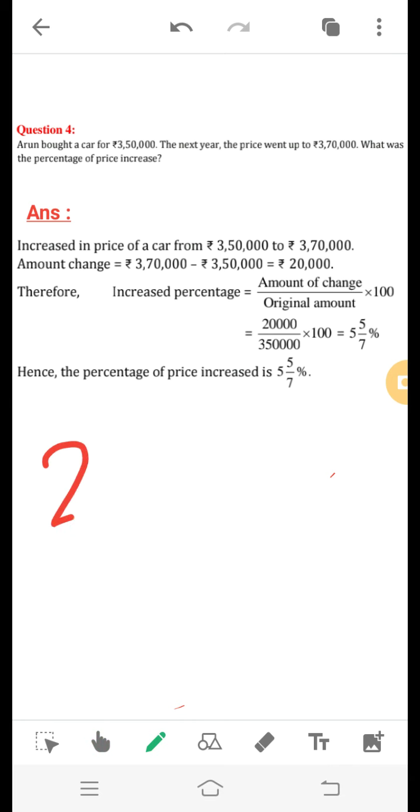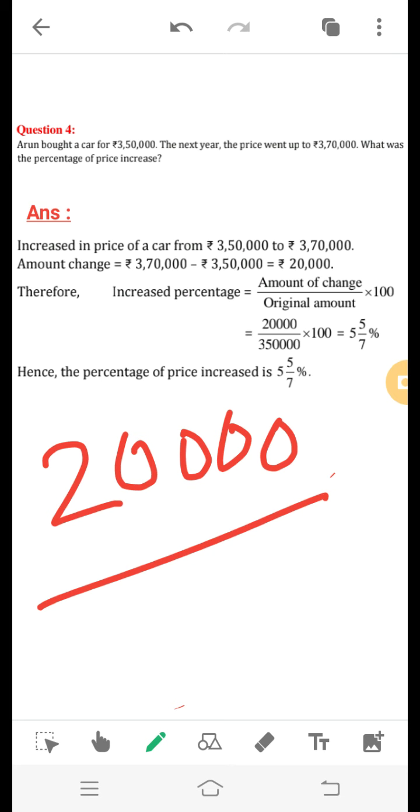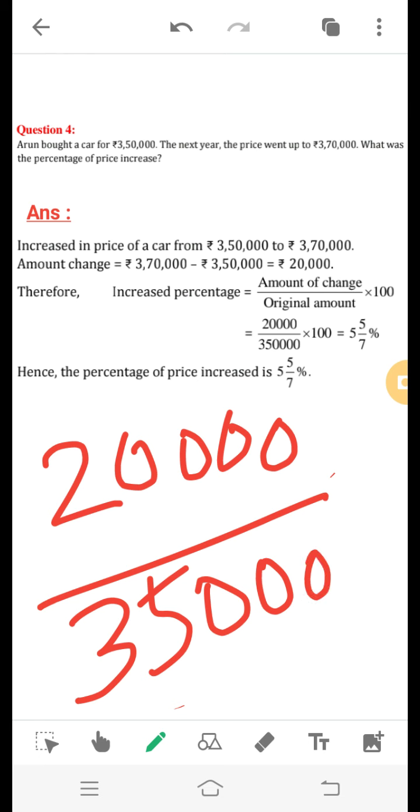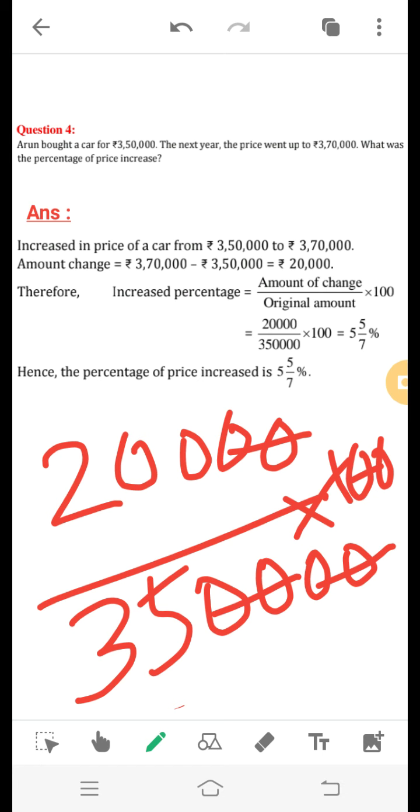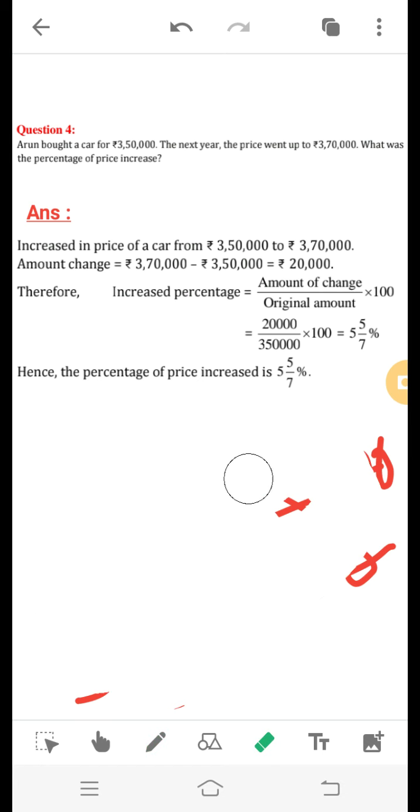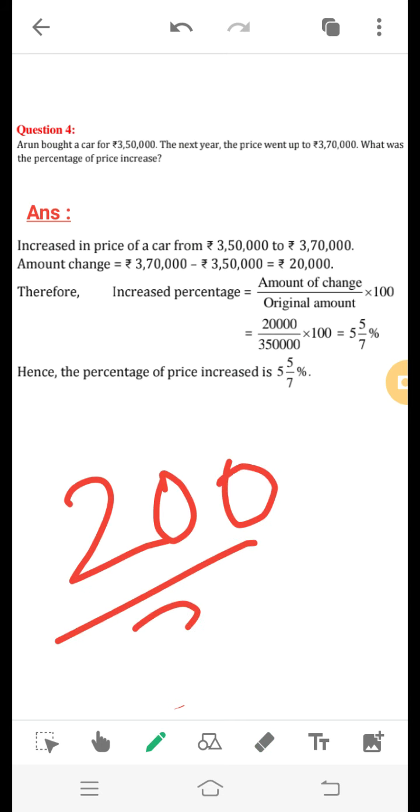So that difference we have to write above, 20,000. In the denominator, the original amount, that is 3,50,000. Then multiply with 100. So 20 cut. Here also 20 cut. Now it becomes 200 divided by 35. When we divide this, our answer is 5 by 7 percentage.